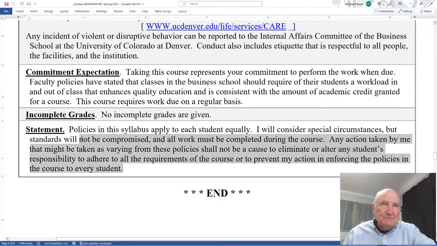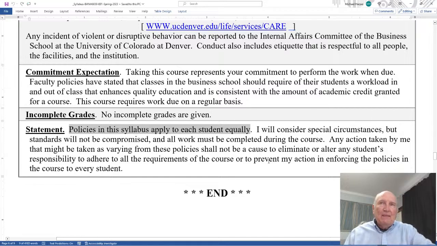Finally, my last policy. Policies in this syllabus apply to each student equally. What I mean by that is that I will apply this to every student, and each student equally.